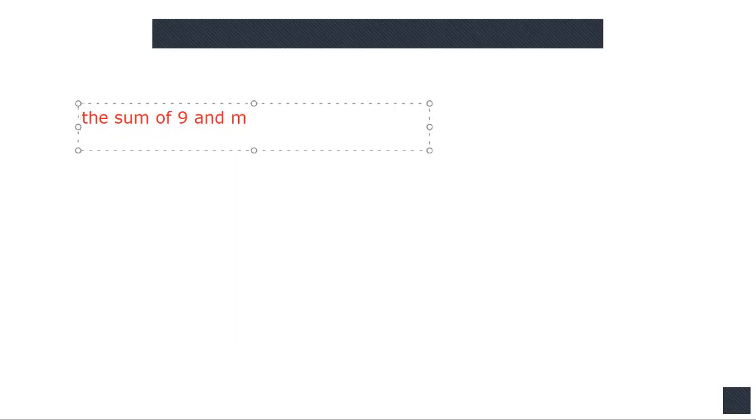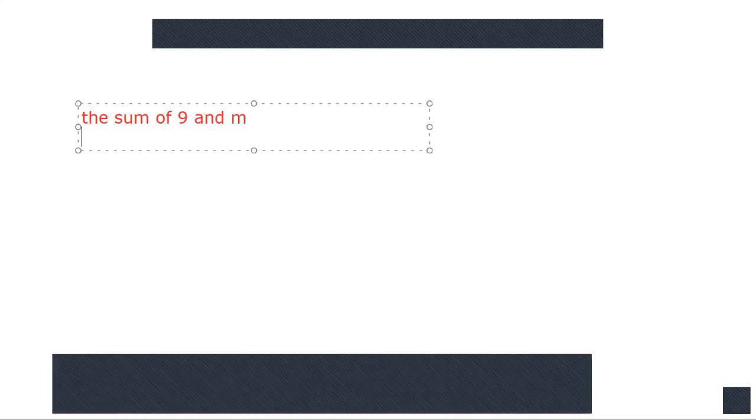So if I saw here the sum of 9 and let's say m, what kind of problem involves a sum? If you said addition, you're right. Remember, sums are addition, differences are subtraction, products are multiplication, quotients are for division. So now I need to know the sum of 9 and m.